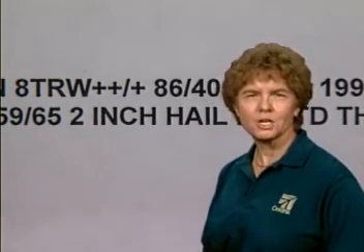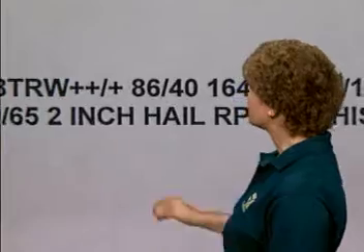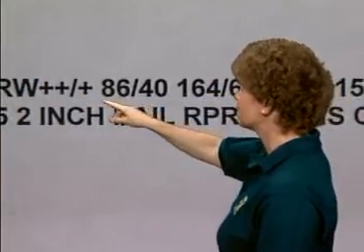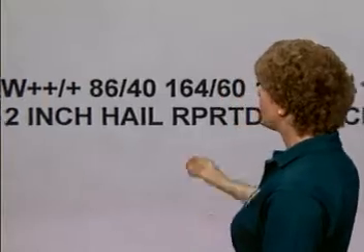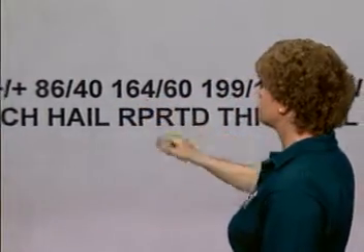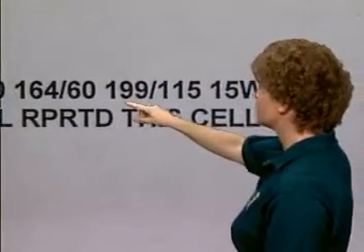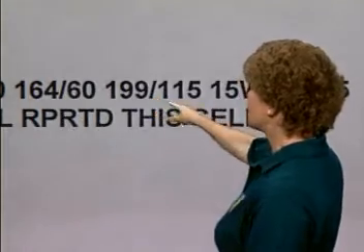Now, how do we define that line of thunderstorms? Well, you'd find the first point in it if you went out on a true heading of 086 degrees for 40 nautical miles from the station. Then you'd go out 164 degrees for 60 nautical miles to find the second point. And if you went out 199 degrees for 115 nautical miles, you'd find the third point.